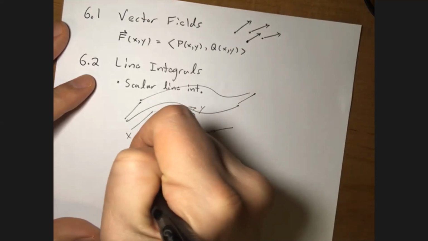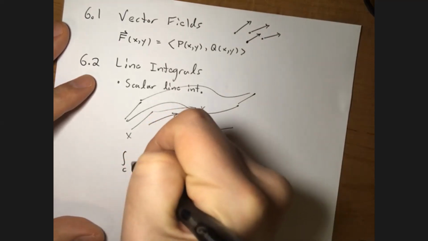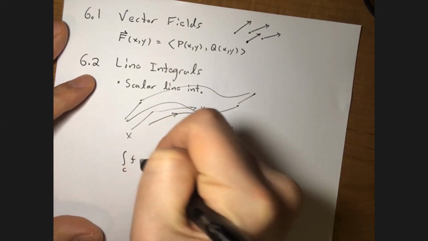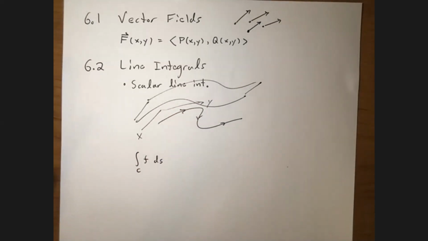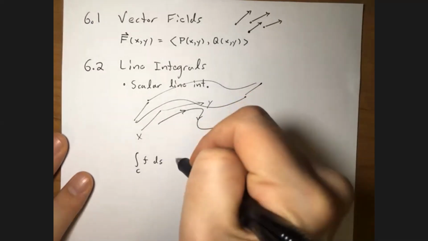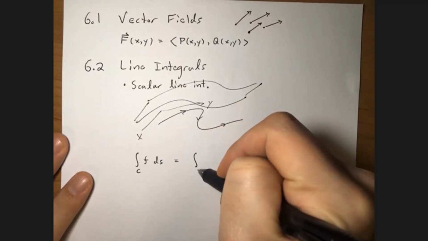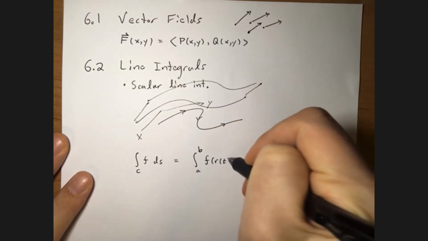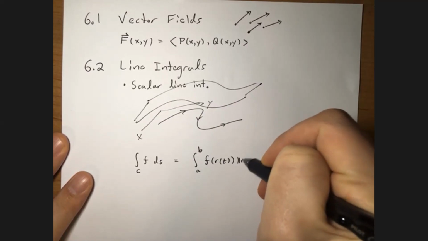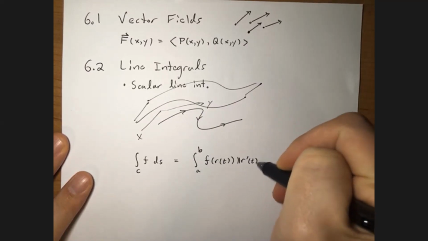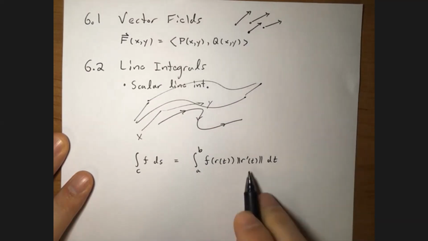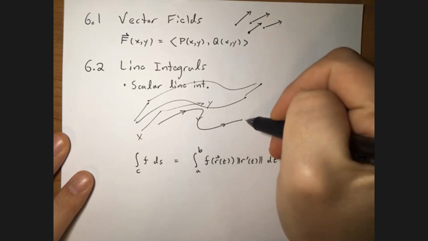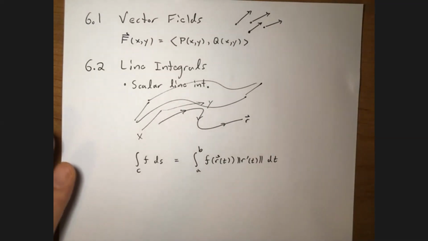We would write it like this: f ds, right? And we evaluate it by doing the integral of f of r of t times the magnitude of r prime of t dt. And this is a vector function. So this is my curve over here.